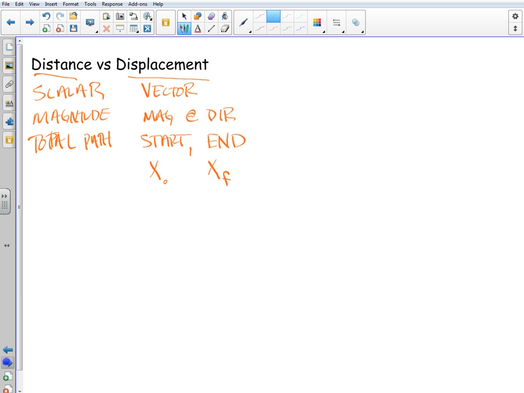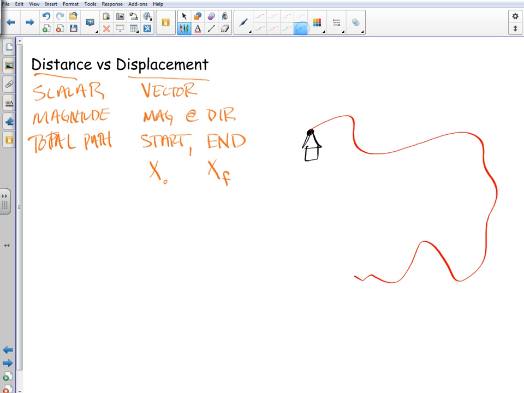So an interesting situation arises. If I were to go from here, my house, we'll draw a house, there we go, and go walk my dog in this crazy path and end up at a friend's house, my displacement would only be concerned with from here to there. That would be my displacement, just the vector pointing from where I started to where I ended.